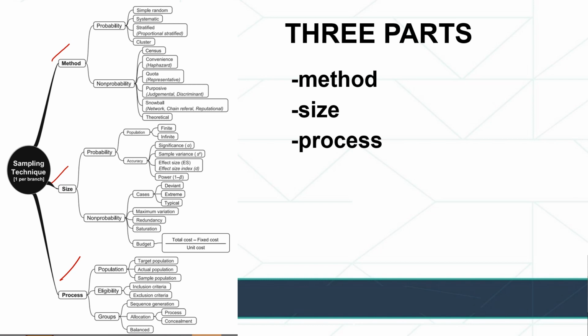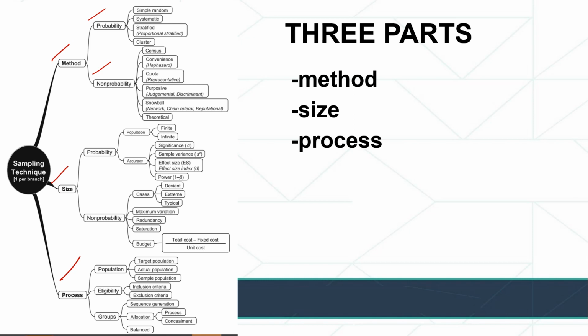I'm sure this has been taught to you either in your practical research or in your statistics. We have probability and non-probability sampling. In probability sampling, we have simple random, systematic, stratified, and cluster. For non-probability, we have convenience, quota, purposive, snowball, and theoretical. Next, the size refers to calculating the sample size. How big should your sample be? And finally, the process refers to any procedures used in selecting or grouping individuals from the population of interest.